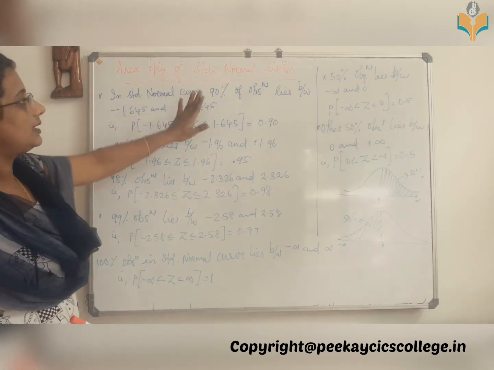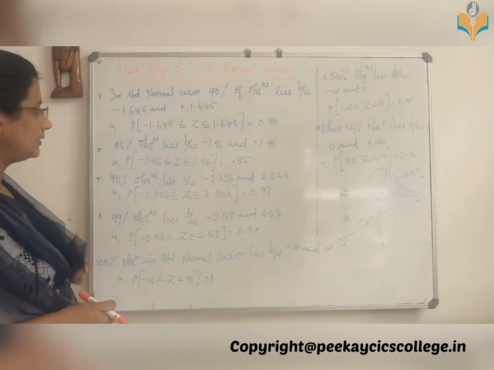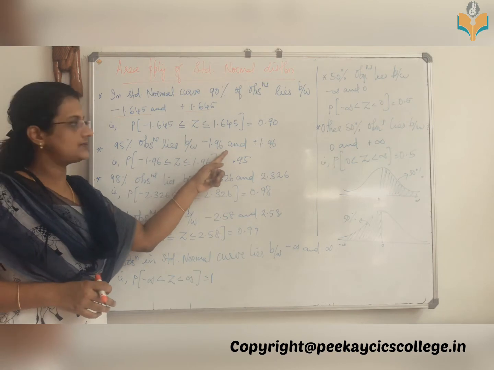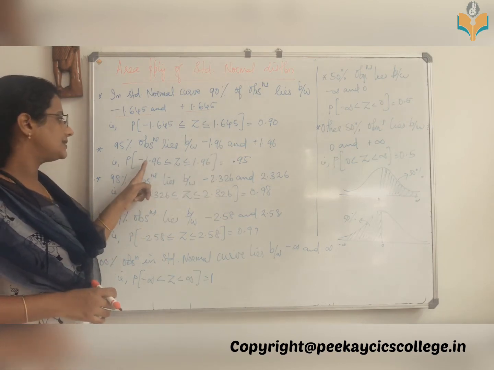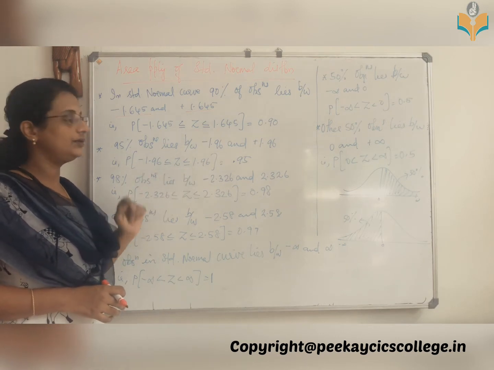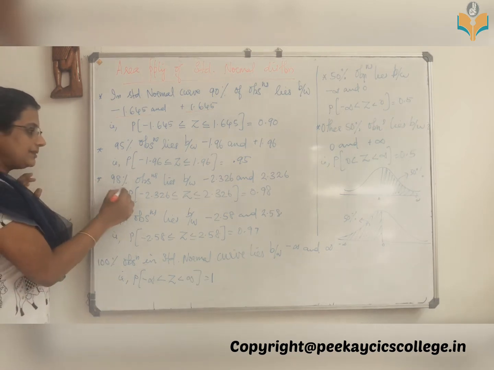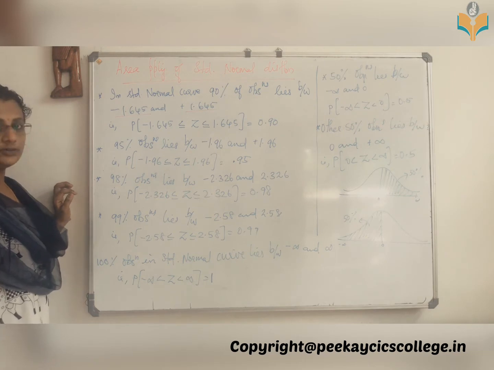In a standard normal curve, 90% of observations lie between these two values. Now, 95% of observations lie between minus 1.96 and 1.96. That is, the probability of minus 1.96 less than or equal to z less than or equal to 1.96 equals 0.95. Next, 98% of observations lie between minus 2.326 and 2.326.